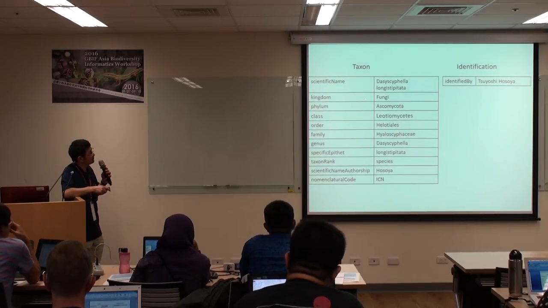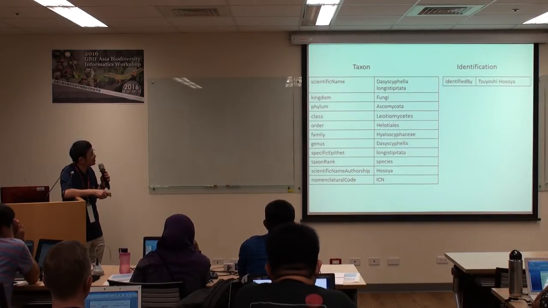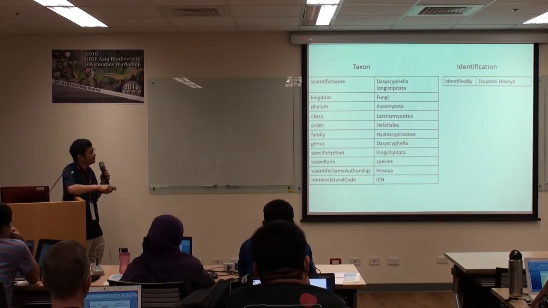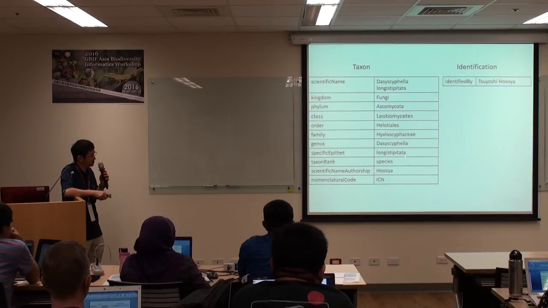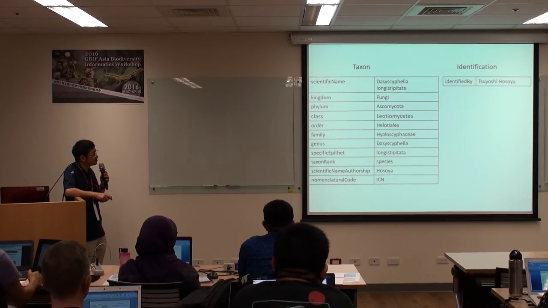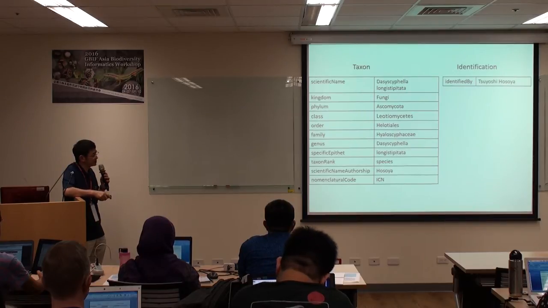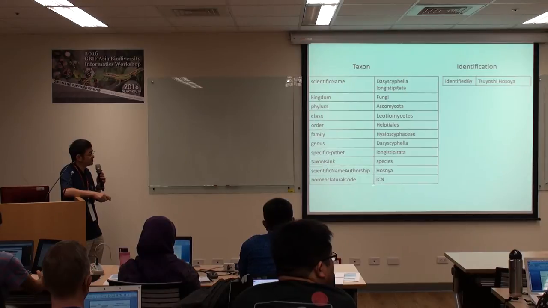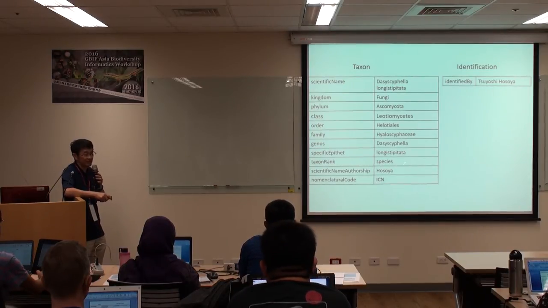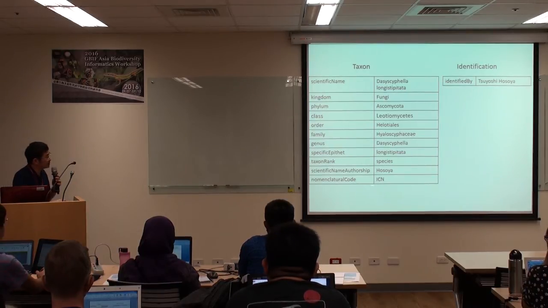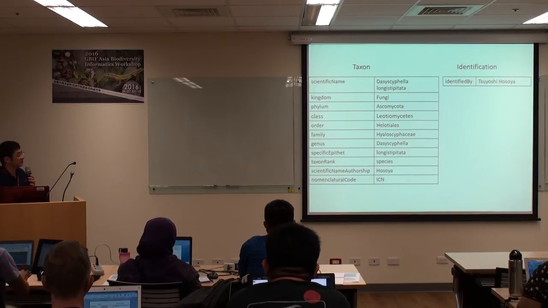But what is given here is Fungi, Ascomycota, Leotiomycetes, Helotiales, Hyaloscyphaceae, and the genus name is Dasyscyphella, and the specific epithet is longistipitata. Now, this is identified to the rank of species, so the taxon rank, which is not written in the text, is given as species. And the scientific name authorship is Hosoya, my name. These names are under the governance of the International Code of Nomenclature, previously called ICBN, but currently called ICN. That is for botany or mycology, but in zoology it would be the ICZN, International Code of Zoological Nomenclature, right?